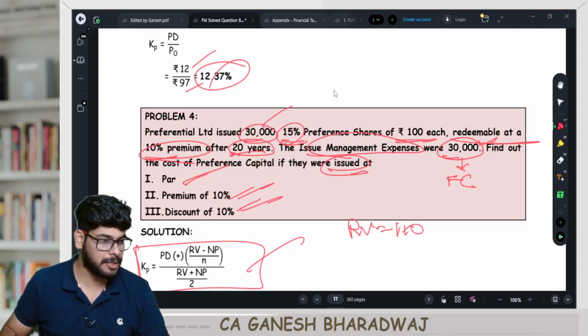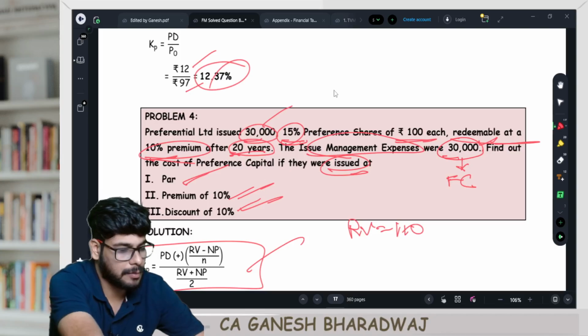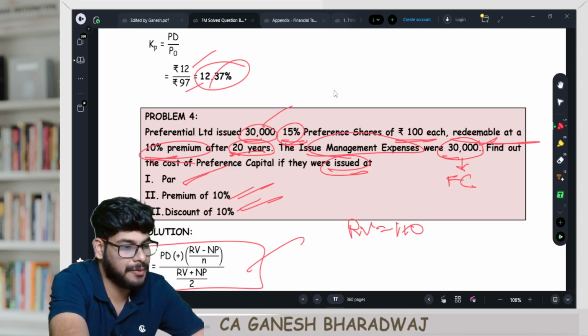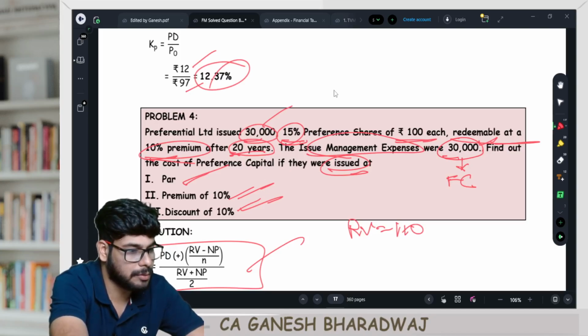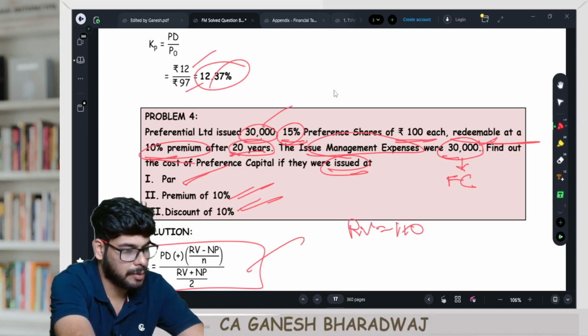Just go and update your library of adjustments. Write down. Previous question you noted down now. Write down. Cost of redeemable preference shares, within bracket formula method, hyphen par premium and discount. Par stroke premium stroke discount. Done? Perfect.